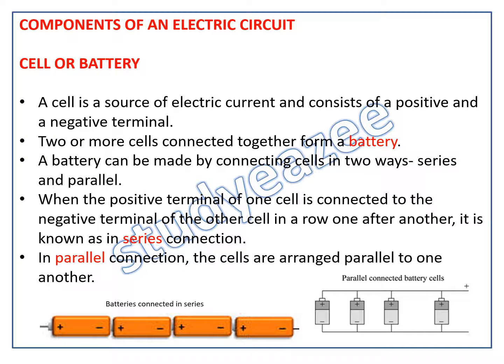Now we see the components of an electric circuit in detail. First component is a cell or a battery. A cell is a source of electric current and consists of a positive and a negative terminal. Two or more cells connected together form a battery. A battery can be made by connecting cells in two ways, series or parallel. When the positive terminal of one cell is connected to the negative terminal of the other cell in a row, one after another, it is known as series connection. In parallel connection, the cells are arranged parallel to one another.